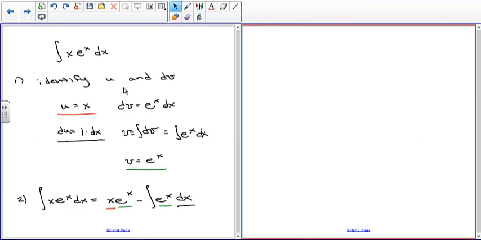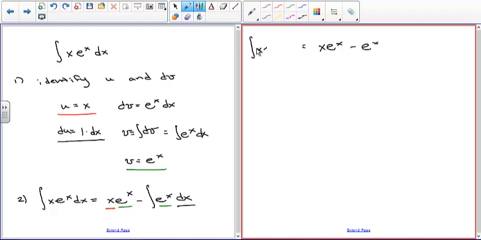So all I have to do now is, I've already got the first part. All I have to do is just do this integral, and now I can do this integral. This original integral I couldn't do, but now the new version I can do. Well, the integral of e to the x dx is just e to the x. So what I can say is the integral of x e to the x dx is equal to x times e to the x minus e to the x. And there you go. That's the answer.